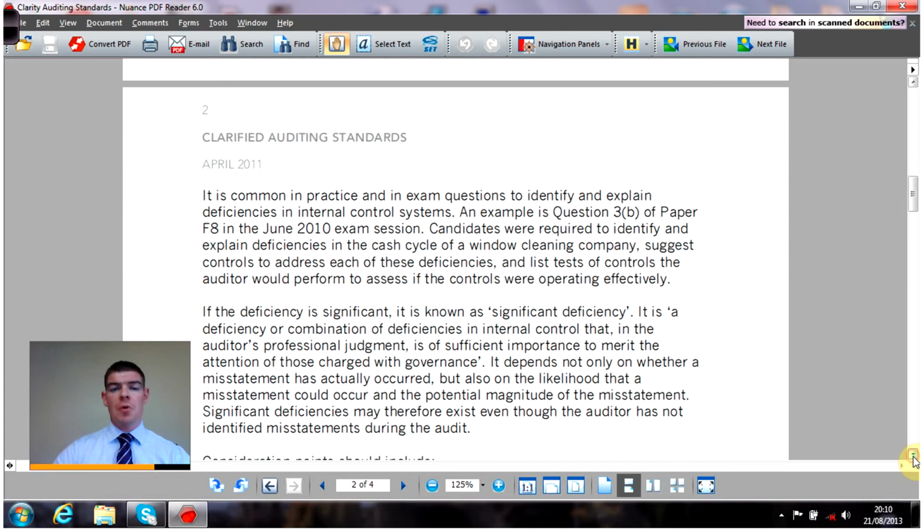In terms of both P7 and F8, this is a very common question where the examiner may pose a scenario of an entity's control environment and ask you to assess whether there are any significant deficiencies, what impact that would have on your audit techniques, and how you communicate these issues to those charged with governance.